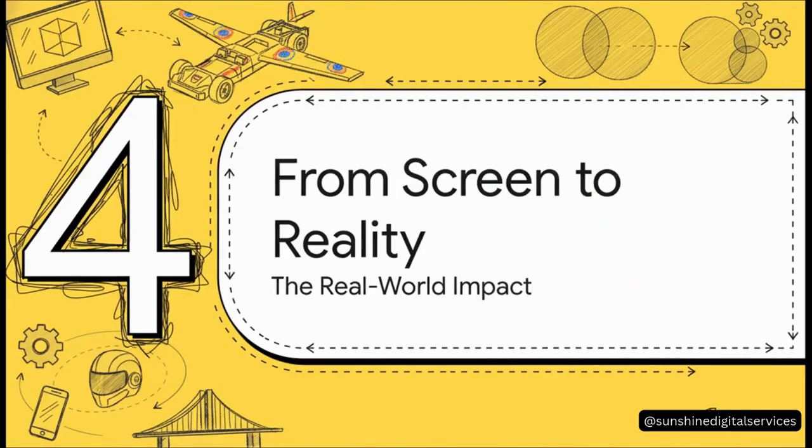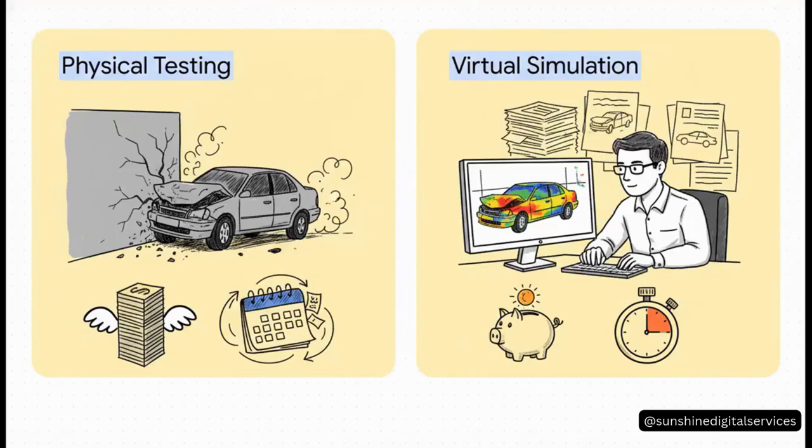So we've seen the whole process, but what does this actually mean for the products we use every single day? Why does all this matter so much? Well, the impact becomes crystal clear when you compare it to the old way of doing things. Building and physically destroying a prototype isn't just ridiculously expensive and slow, it also gives you very limited data. With virtual simulation, you can run dozens of different tests in a single day for a tiny fraction of the cost. And that speed, it doesn't just save money.